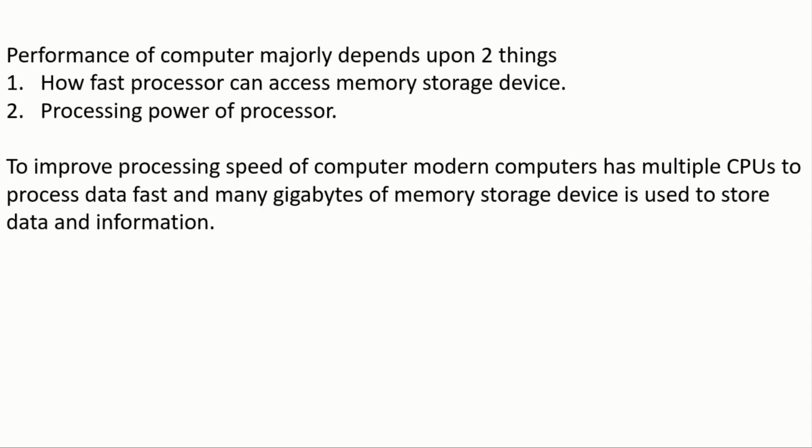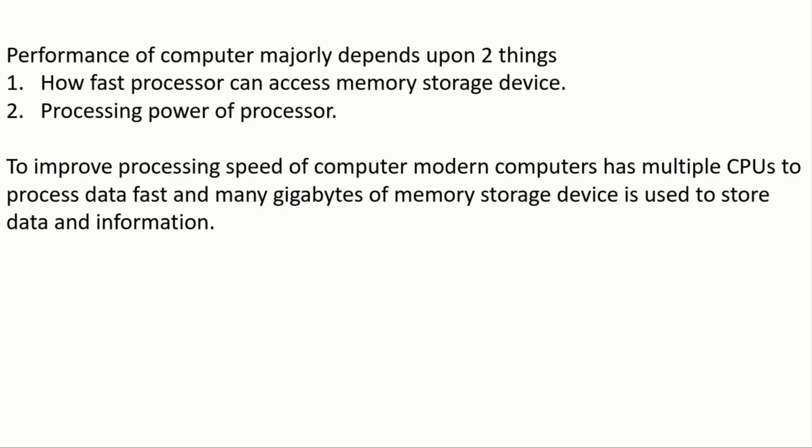Let me explain in a proper way. Performance of any computer majorly depends on two things. What are those? How fast processor can access data from memory. This is one. And another is processing power of processor. How fast processor can process data. These two things decide performance level of any computer.